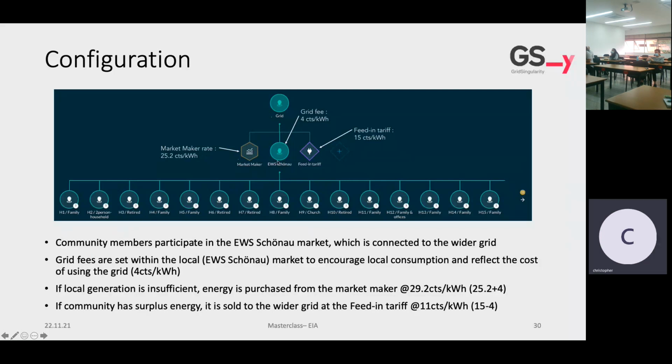And one thing that I want to mention is that the community had a 4-cent grid fee that we applied per kilowatt hour. And the idea was to account for the distribution grid usage. So if two houses were trading together, they had to pay 4 cents per kilowatt hour of grid fees for using the local grid within the energy community.